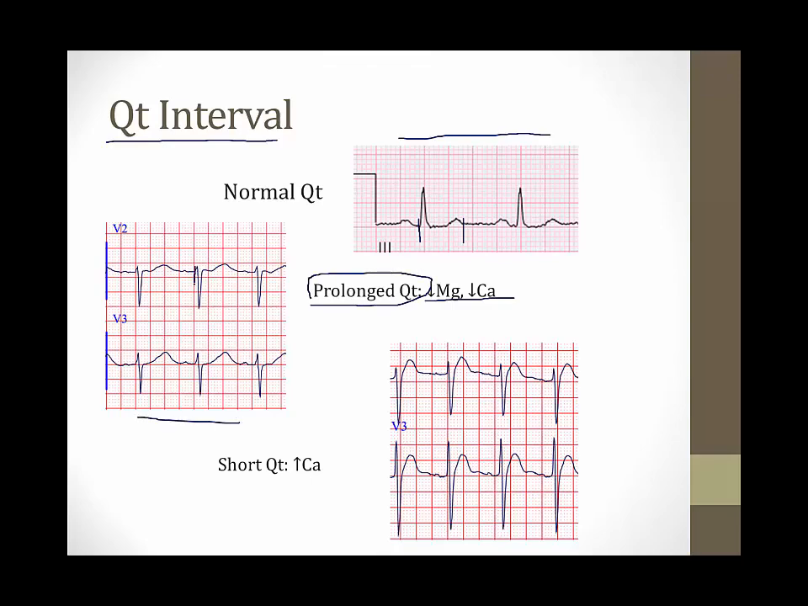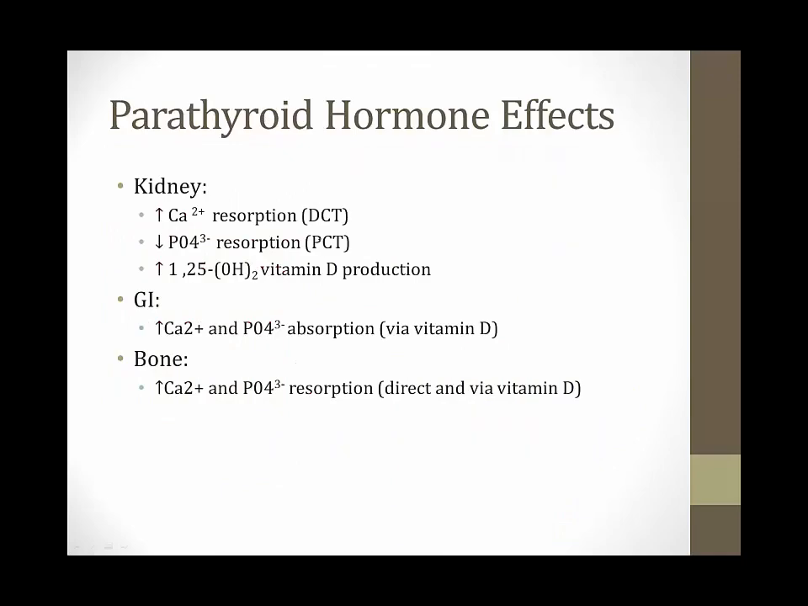The QT interval begins here and ends about here. This is a QT interval of about 500 or more milliseconds, and that is very prolonged. Hypercalcemia, on the other hand, can cause a short QT syndrome, as shown in this tracing on the bottom right side of the screen. Hypermagnesemia is not known to cause a short QT, only hypercalcemia. Now let's talk about the effects of parathyroid hormone on the different tissues and cells of the body.